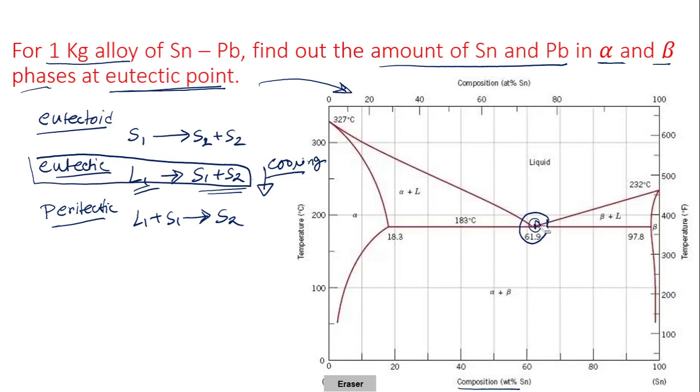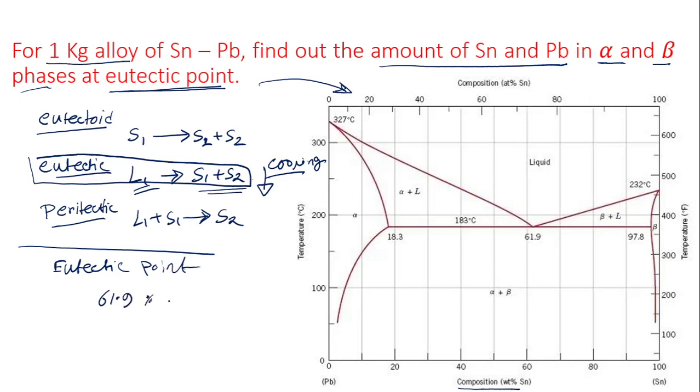Okay, now that we know the point, let's write down the alloying percentage corresponding to this eutectic point. At this eutectic point, the alloying percentage is 61.9 percent in terms of Sn. Already I told you that these data are given corresponding to Sn. So 61.9 percent Sn and the remaining is Pb.